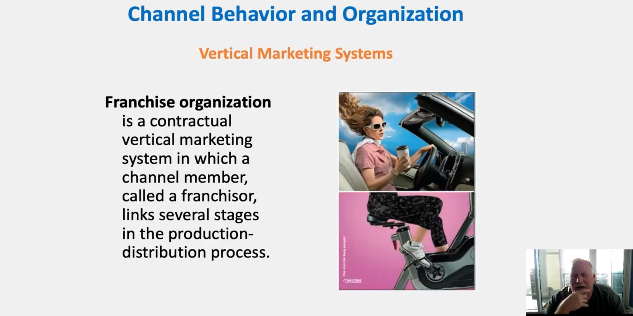So like we talked about with McDonald's, there are different variants of what we call franchise organizations. A franchise organization is a contractual vertical marketing system in which a channel member called a franchisor links between several stages of the production and distribution process. I'll give you an example.